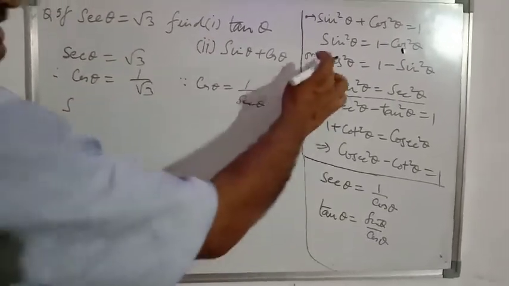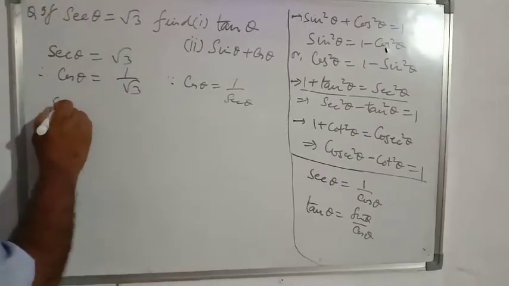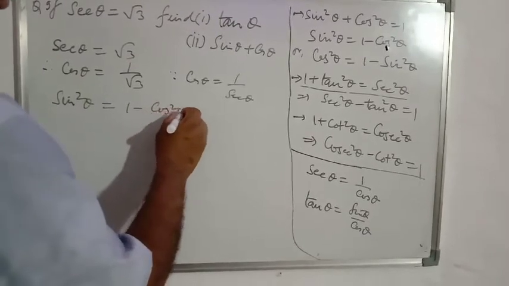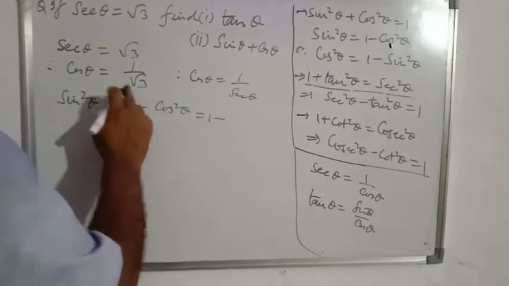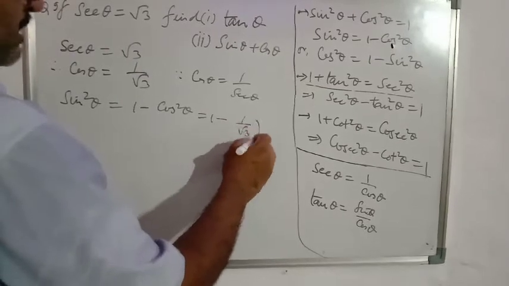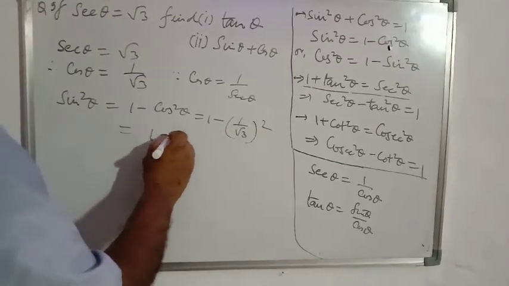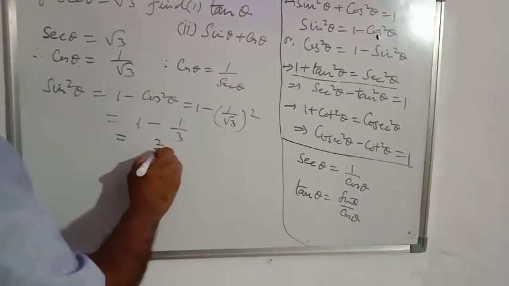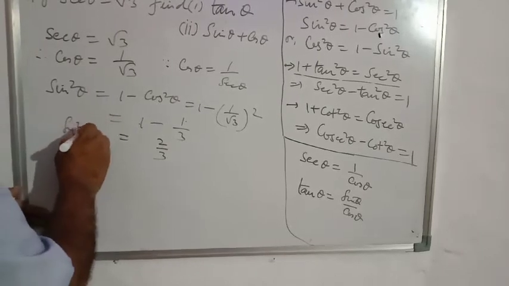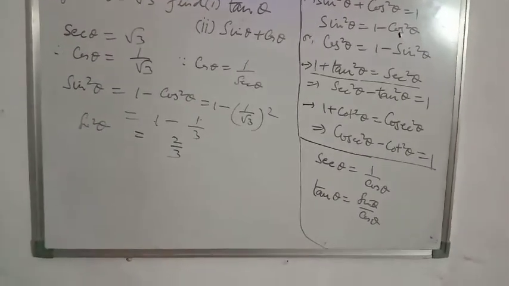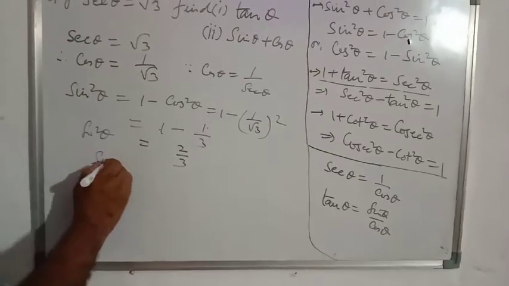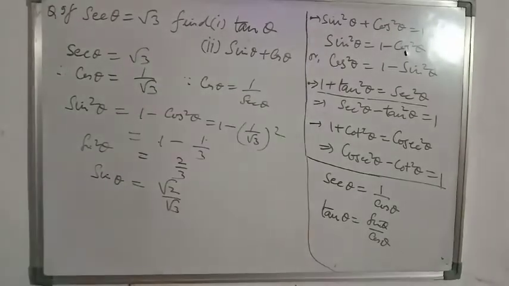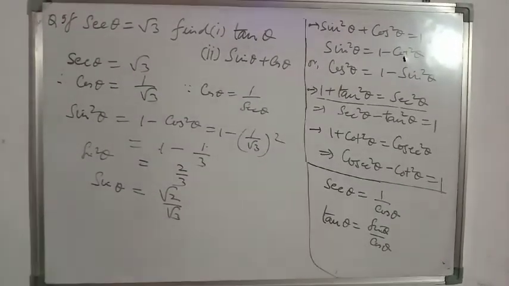And we know that sin square theta is 1 minus cos square theta. Right, sin square theta is 1 minus cos square theta. Cos theta is 1 by root 3, so 1 minus 1 by root 3 whole square. Root 3 square is 3, so 3 minus 1 over 3, that is 2 by 3. Sin square theta is equal to 2 by 3. So what will be sin theta? Sin theta is root 2 upon root 3.